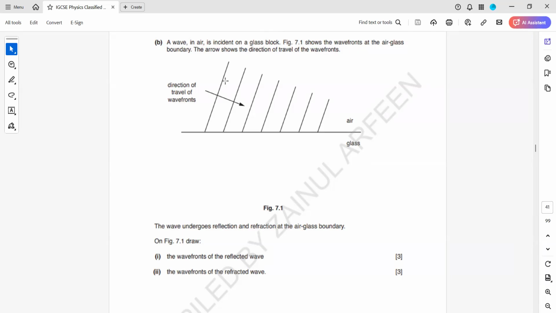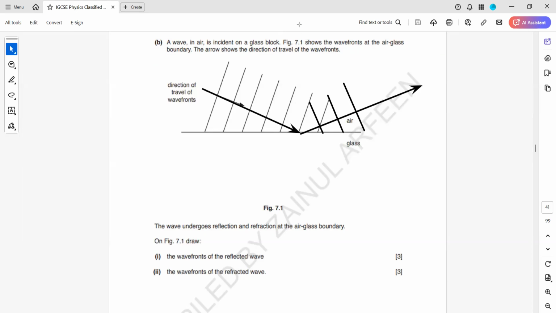This is the direction in which the wave is entering. When it strikes the surface, it will bounce back. The angle of incidence equals the angle of reflection. The only thing that happens during reflection is that the direction changes. When we draw the reflected wavefronts, these are the reflected wavefronts.